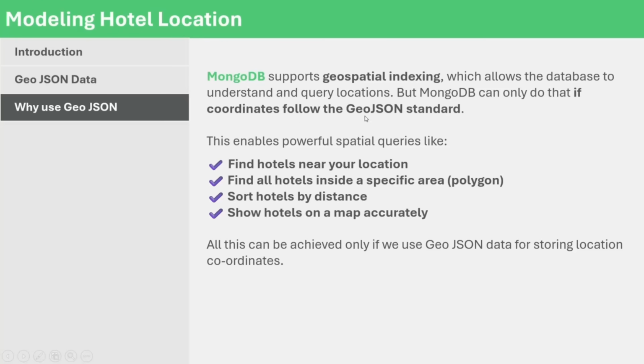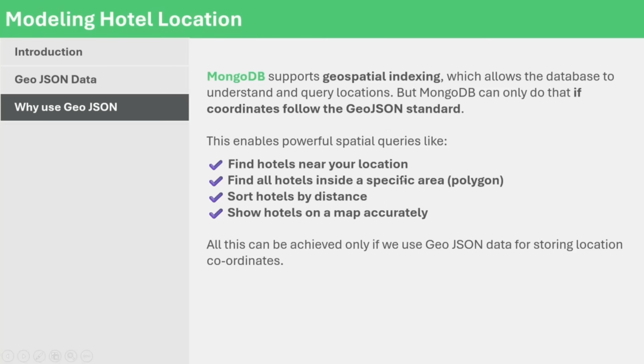So if we use the GeoJSON standard, then using MongoDB, we can write queries for, let's say, finding hotels near your location, or finding all hotels inside a specific area, or sorting hotels by distance, or showing hotels on a map accurately. So to do all these things with the help of MongoDB, we need to store the coordinates in the form of GeoJSON data. So all this can be achieved if we store the location data by using GeoJSON data.